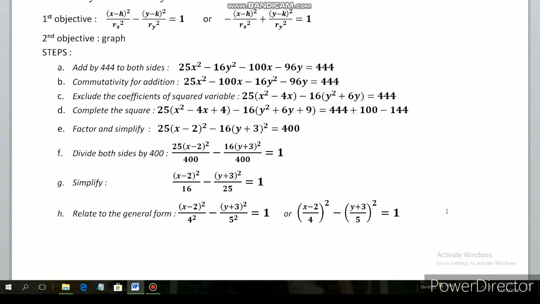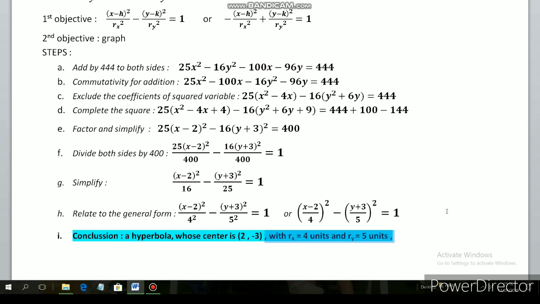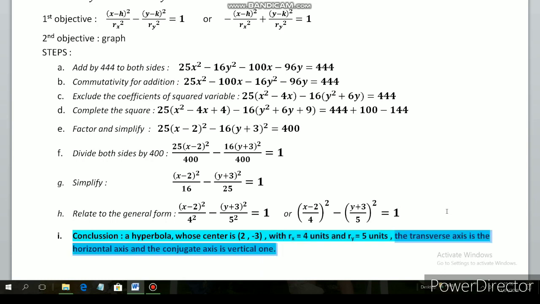And then in the end, we have a conclusion from this final general form that this will be a hyperbola, of course, and it has center 2 comma negative 3, which is the same as h comma k as before, and it has rx 4 units and ry 5 units. And the thing about the negative, this one, which is the transverse axis, is on the horizontal, since the positive belongs to the x fraction and the negative belongs to the y fraction. It means the transverse follows the positive. Since the x is positive, the transverse axis will be the horizontal axis and the conjugate will be the vertical one. And we will discuss this when we graph it, so stay tuned.